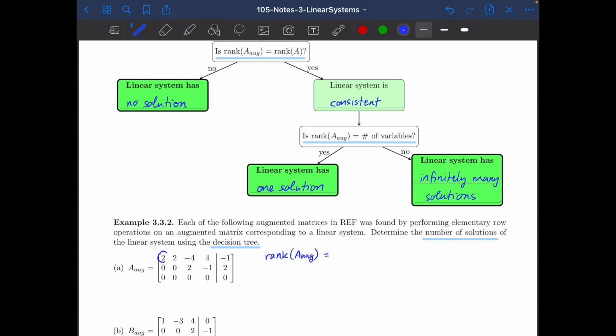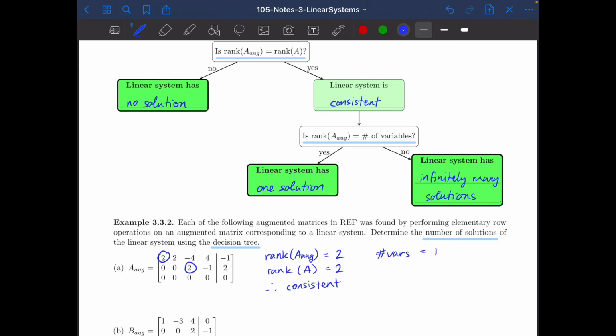Well, how many leading entries does it have? It has 2 leading entries. What is the rank of the corresponding coefficient matrix? It is also 2. And so therefore we can immediately conclude that the corresponding linear system is consistent, since the rank of the augmented matrix is equal to the rank of the coefficient matrix. Now we need to compare the number of variables with the rank of the augmented matrix.